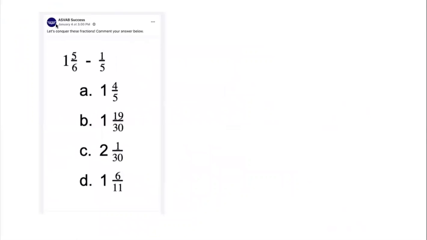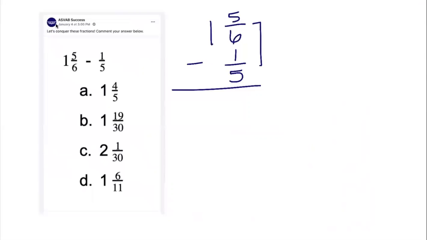All right, so here we have a fraction, a mixed number problem. I love these questions. What I like to do is line them up. So I do 1 5/6 minus 1/5. Why do I do that? I do that so I can see what gets subtracted from what. This shows me automatically that I have to subtract the fractions first. So how do I subtract fractions? Easy. I give them the same denominator.